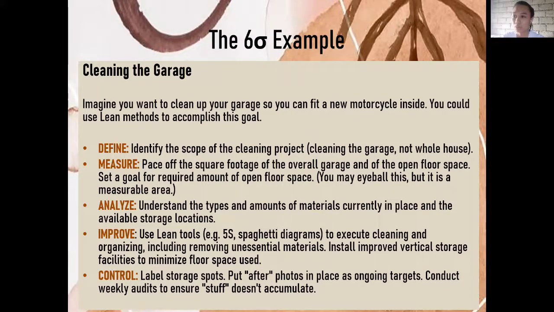So next is measure: space of the square footage of the overall garage and of the open floor space. Set a goal of required amount of open floor space. You may eyeball this, but this is a measurable area. And then next, you analyze. Understand the type and amounts of materials currently in place and the available storage location.